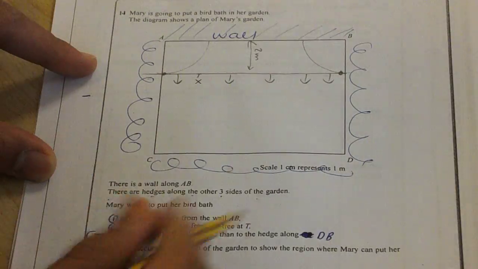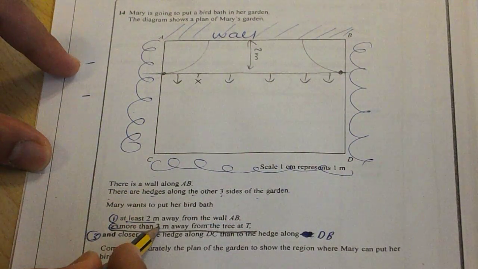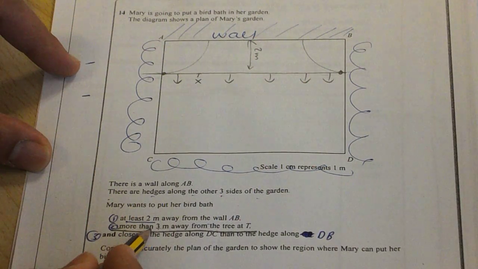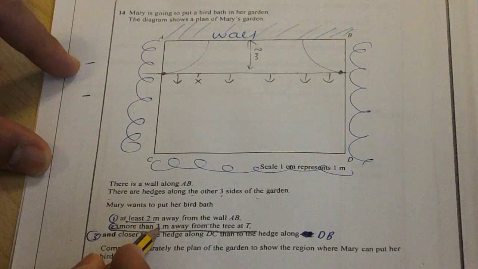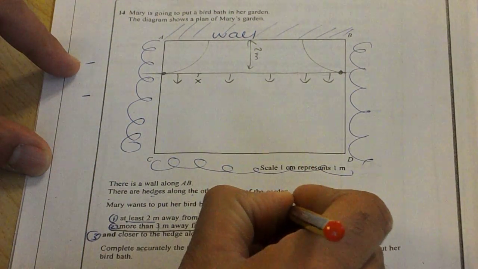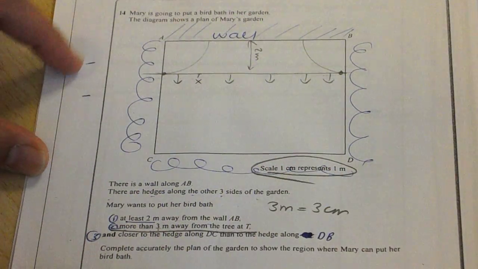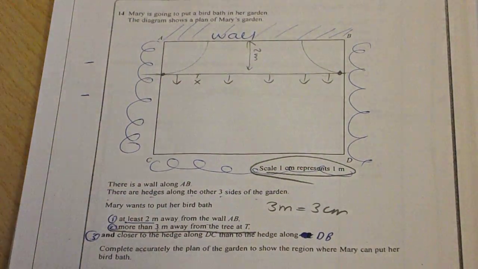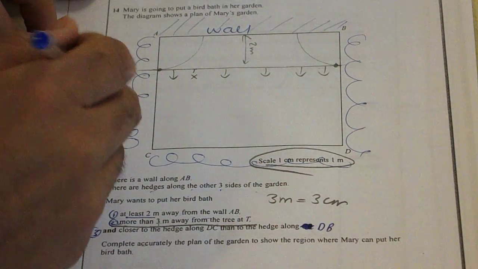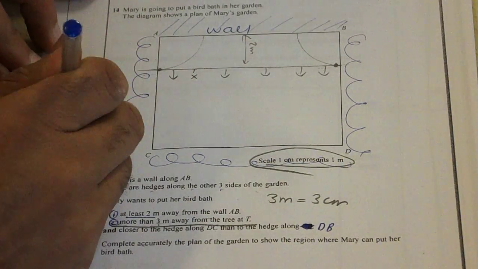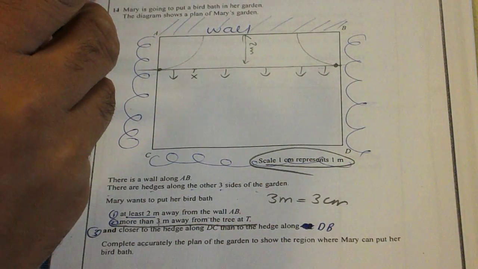More than 3 meters. So we're on the second condition now. More than 3 meters away does not mean that you measure 4 centimeters or 5, because it says more than 3. We still need to find out exactly where the 3 meters is. Remember, 3 meters on this diagram is worth 3 centimeters because we have our scale over here. So we need to measure 3 centimeters, which is from here to here, with our compass.